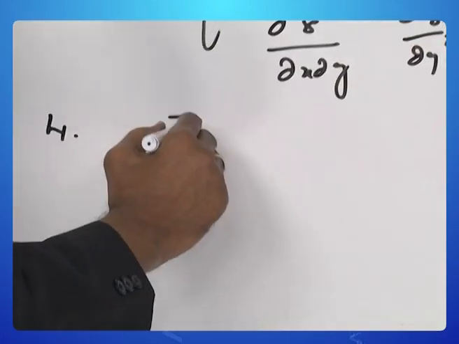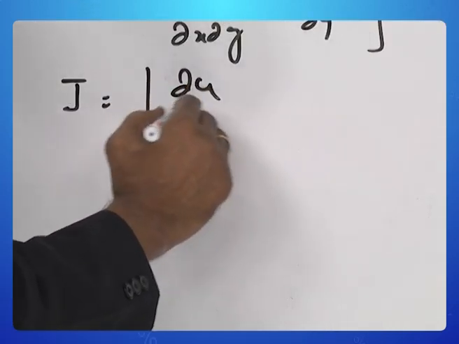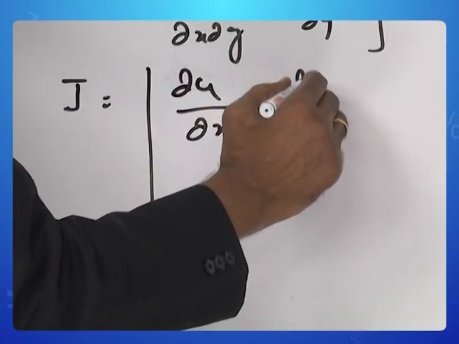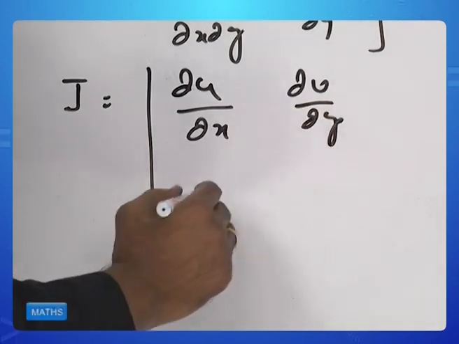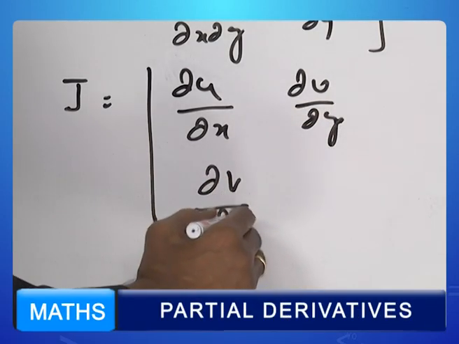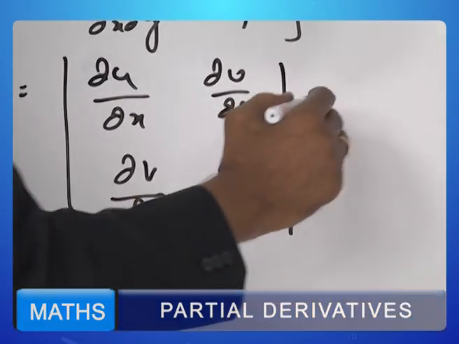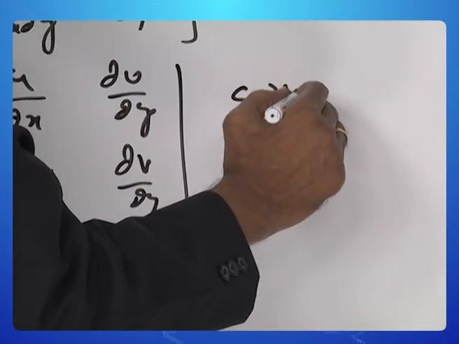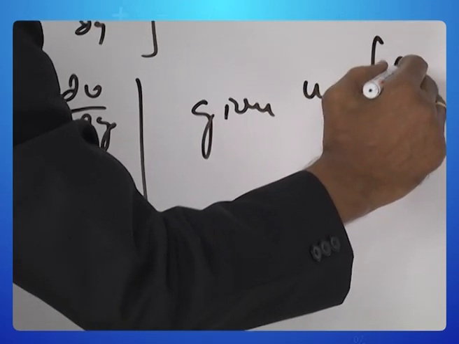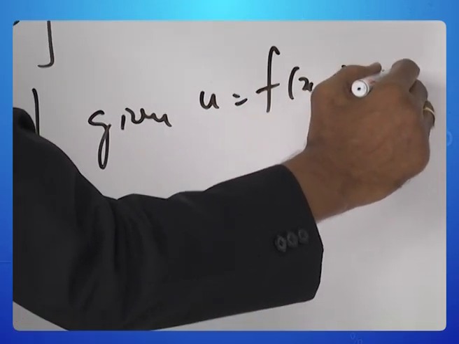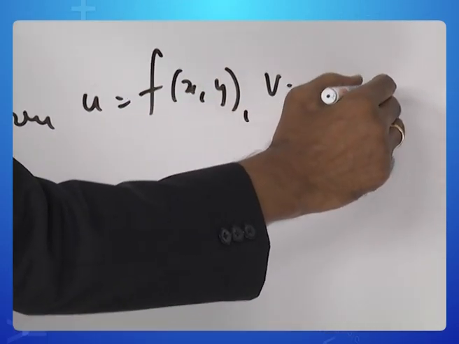Then we can have ∂u/∂x, ∂u/∂y, ∂v/∂x, ∂v/∂y, given the transformations u is equal to f of xy and v is equal to g of xy.